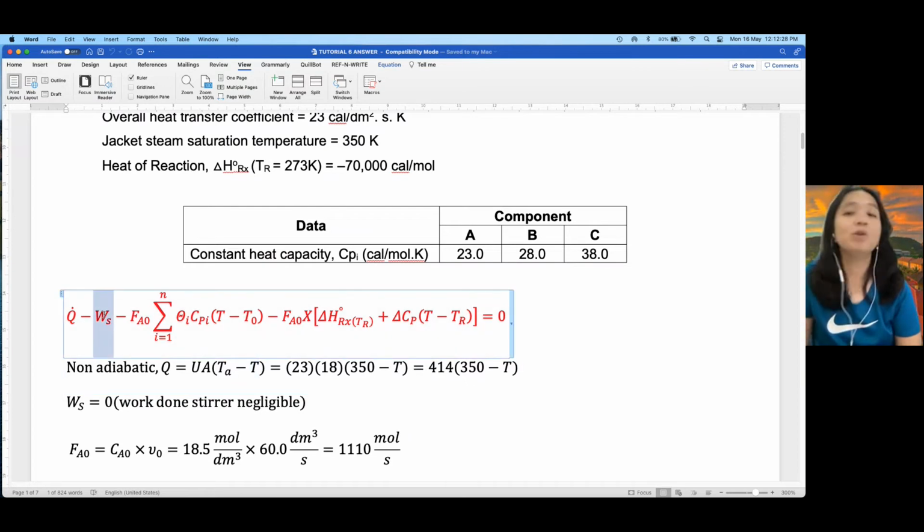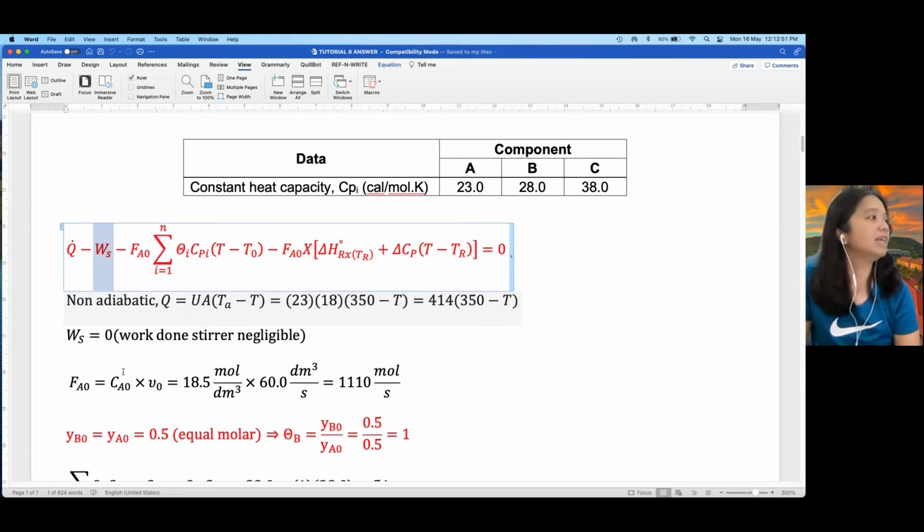So next, WS. Since the question says work done by stirrer is negligible, you may leave the WS first. You can put WS as 0 because in simpler words, the value is too small in comparison to the other variables. So you may actually deem it as negligible as it will not have that much impact on your final answer.